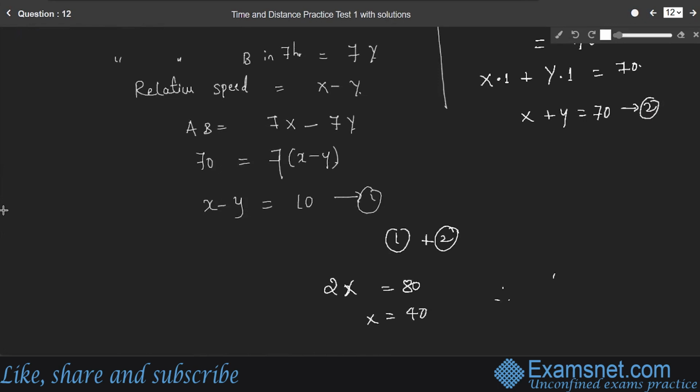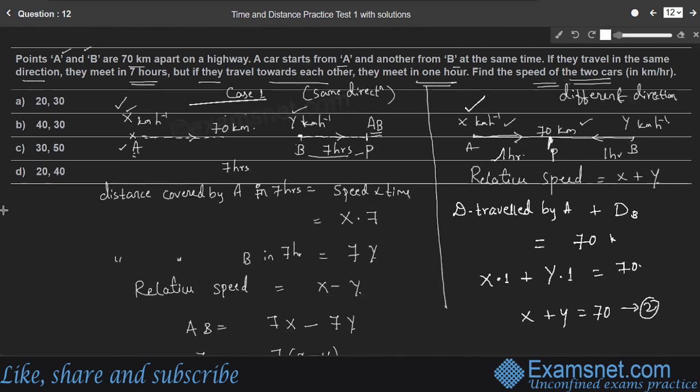Right? Therefore, y is equal to, substitute the value of x in any of the equations, so 1 or 2. So here equation 2 becomes, substitute the value of x in equation 2, y becomes 70 minus 40, which is 30. So x is the speed of one car, the first car, which is 40 km per hour, whereas y is the speed of another car, which is 30 km per hour, right? So the speed of the two cars is 40 and 30. Option B is the right answer.